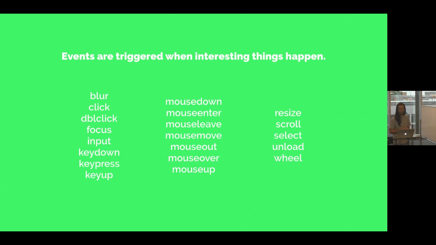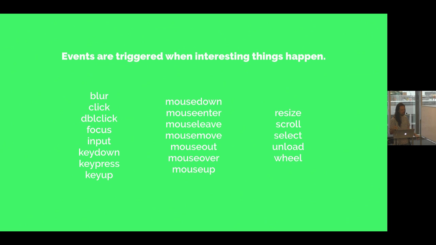Sorry? Yeah, the opposite of focus. So when I click on an input element, I will get a focus event on that input element. And when I click anywhere else on the page, I'll get a blur event for that element. And then you've got mouse down and mouse enter and mouse leave.